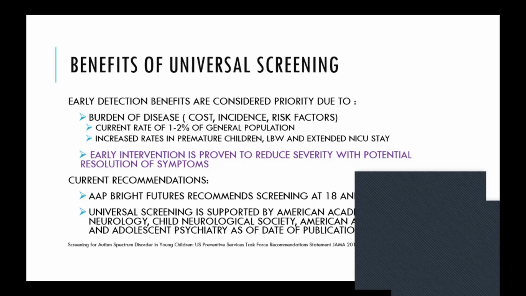Of note, the current rate of autism in the general population is 1% to 2%, but there's an increased rate in premature children. That's one of the articles that I had attached, as well as low birth weight and extended NICU stays. They've shown that the percentage of children that are premature with autism increases by how long they're in the NICU, as well as their birth weight, whether they're premature or not. And early intervention, obviously, we know can reduce the severity.